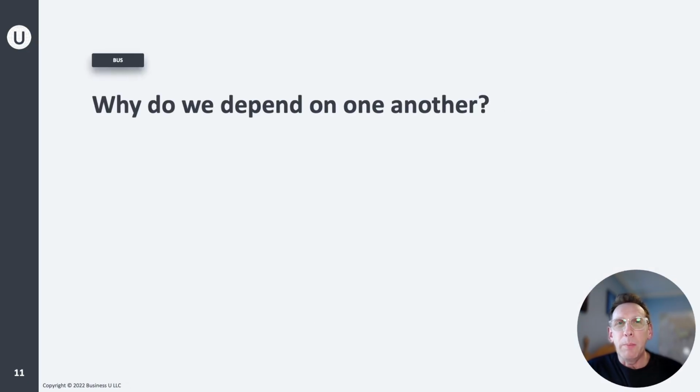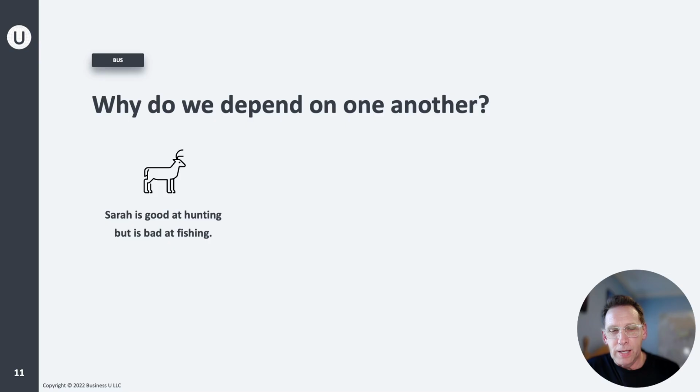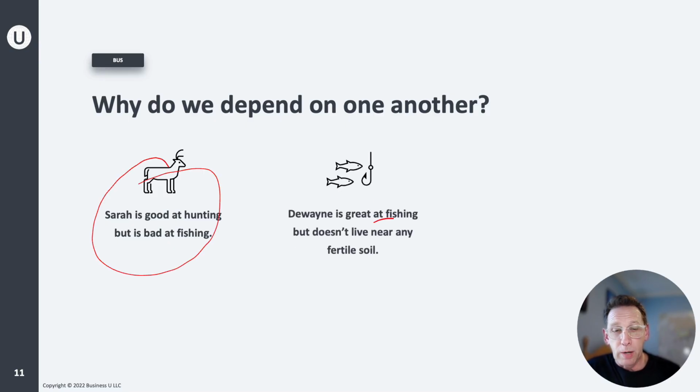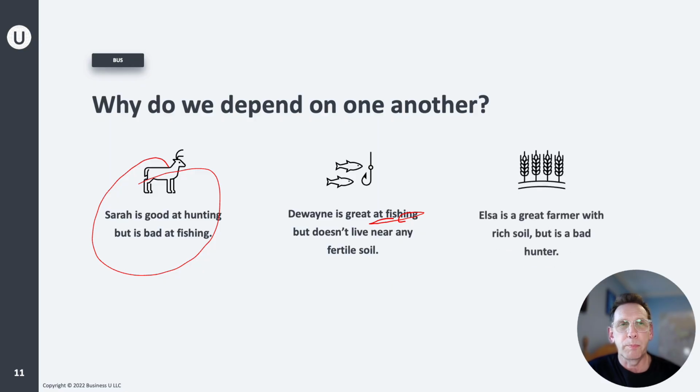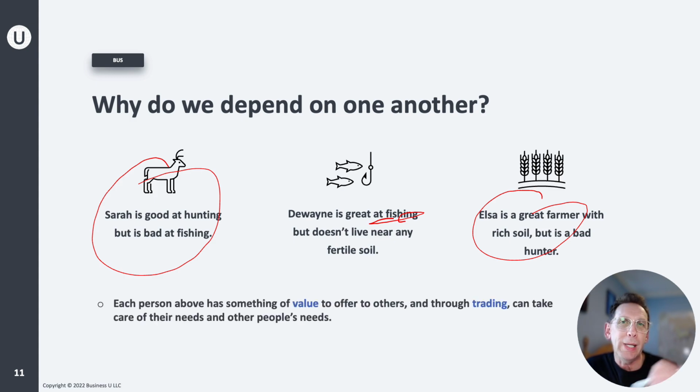Why do we depend on one another? Well, so let's think about this. Sarah is good at hunting, but she might be bad at fishing. Dwayne is great at fishing, but he doesn't live near any fertile soil where you can do planting or farming. Now, Elsa, on the other hand, is a great farmer, rich soil, but she's a bad hunter. So each person in this above example, they all have something of value that they can offer to others. And through trading, they can take care of their needs and other people's needs.